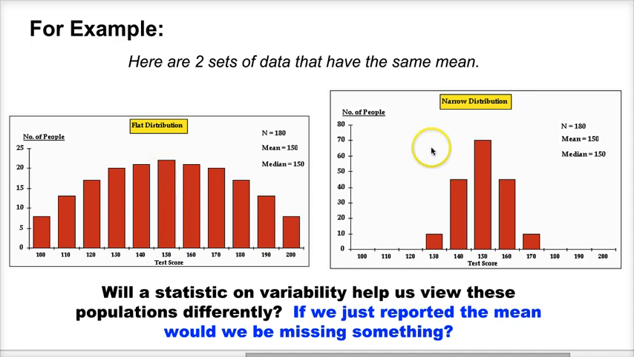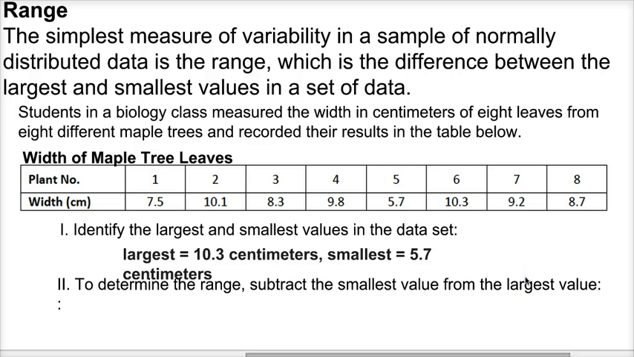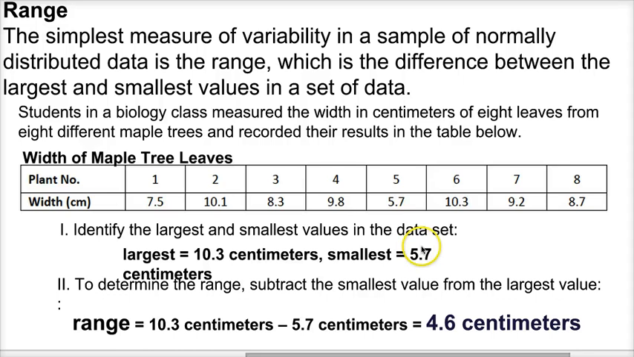You can have the same mean, but you can have a lot of people close to each other or very spread apart. So variability is very important to look at. One of the first is range. What you do for range, very simply, is take the largest value of a data set, in this case 10.3, and take your smallest, 5.7, and then subtract them, and your range is 4.6.